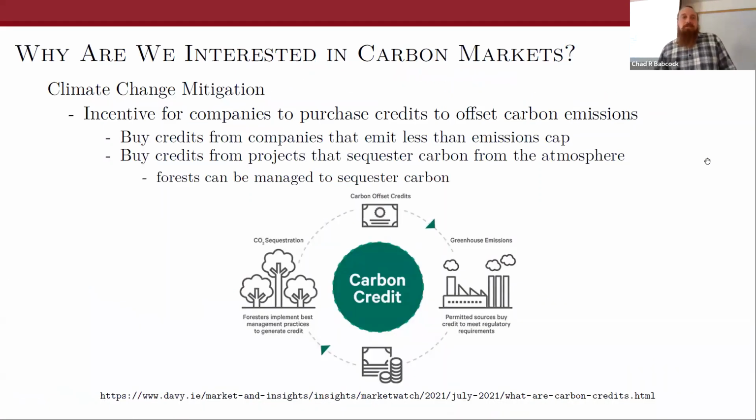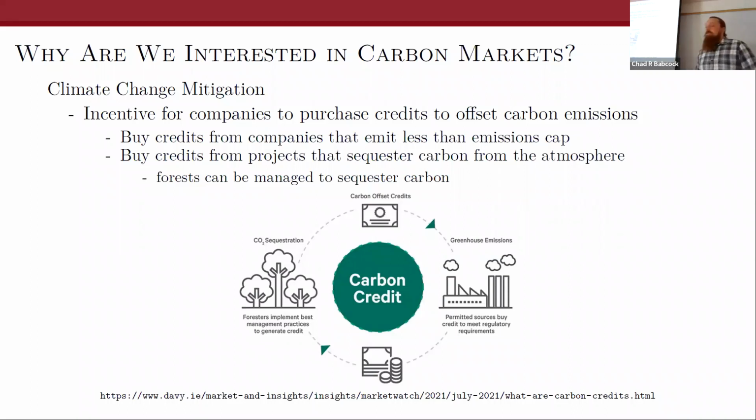So first, I'll start with essentially why we're interested in carbon markets, especially in the forestry department. Carbon markets have been developed as a strategy to help mitigate climate change. They provide a type of incentive for companies to potentially purchase credits to offset their carbon emissions. And they can either buy these credits from companies that emit less than their emissions cap if they're enrolled in a cap and trade system, a lot like the California Air Resources Board compliance network, or they can buy these credits from projects that actually sequester carbon from the atmosphere.